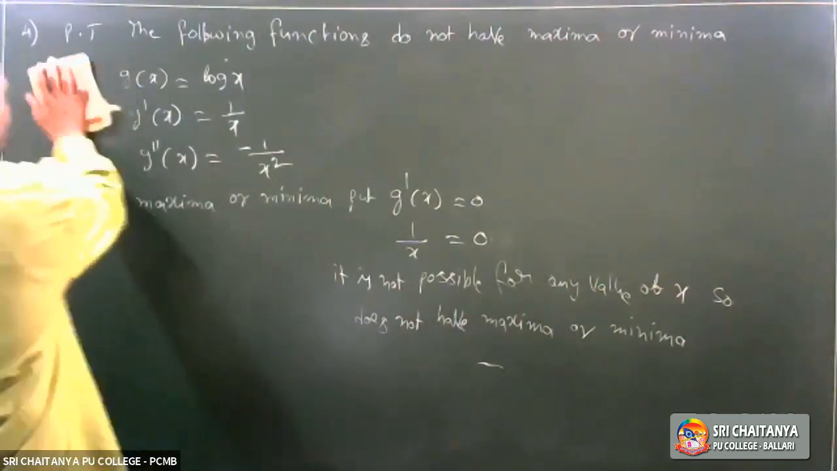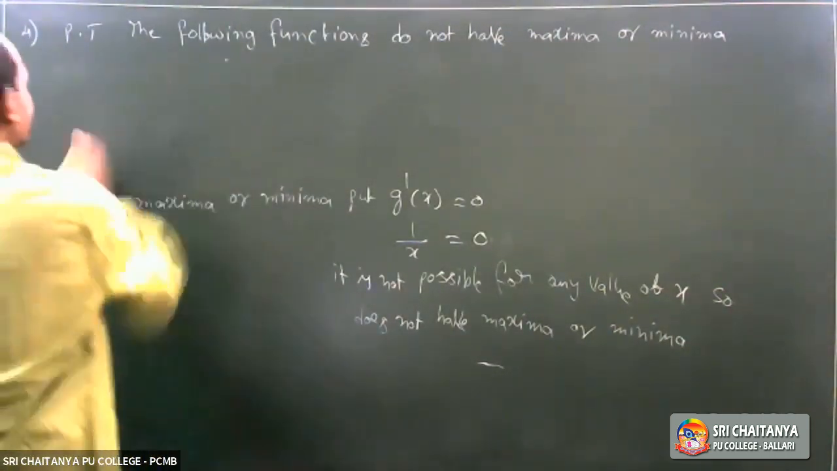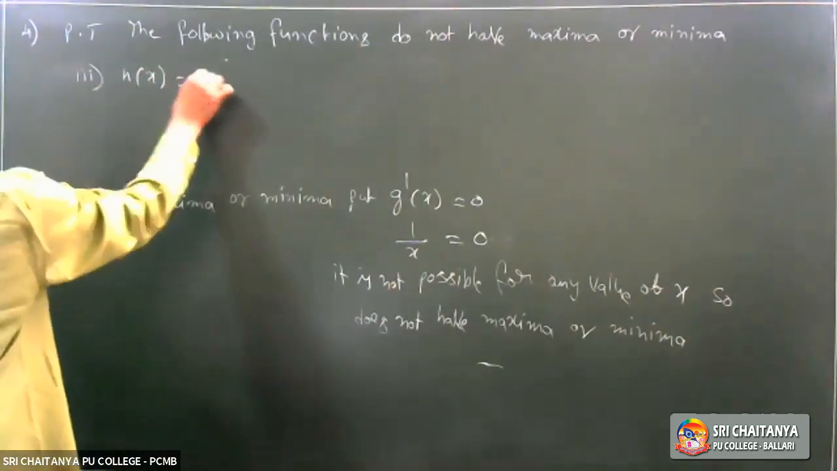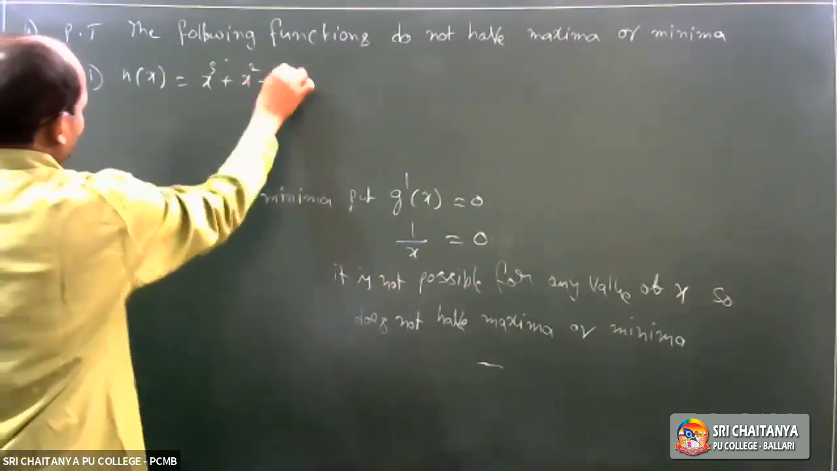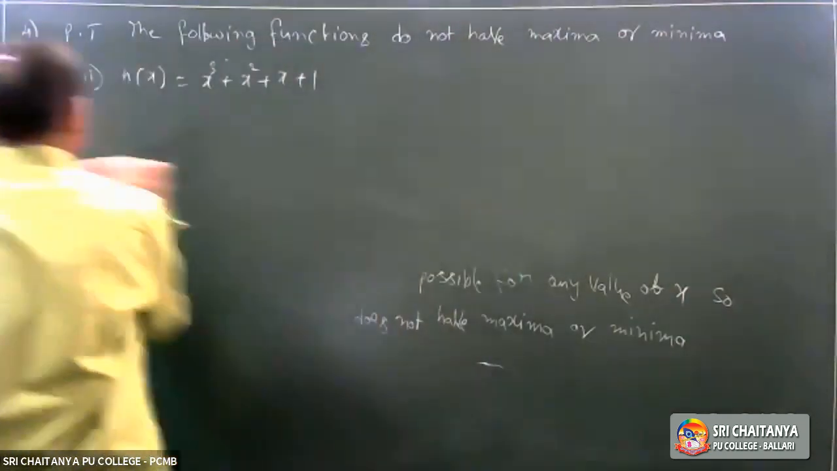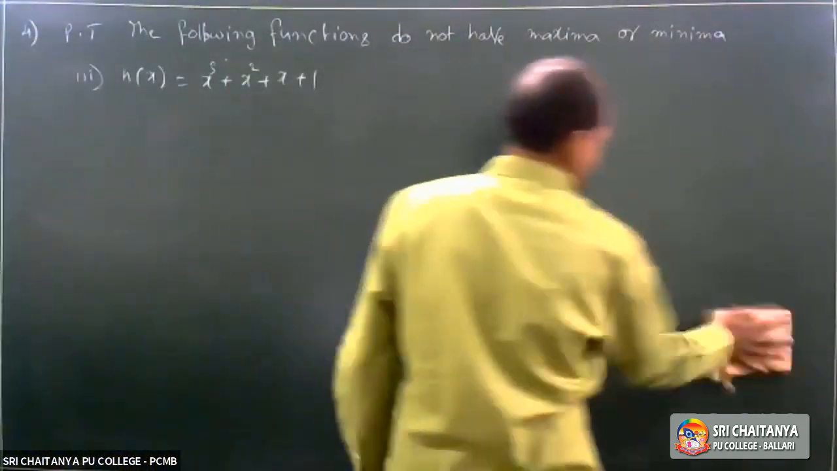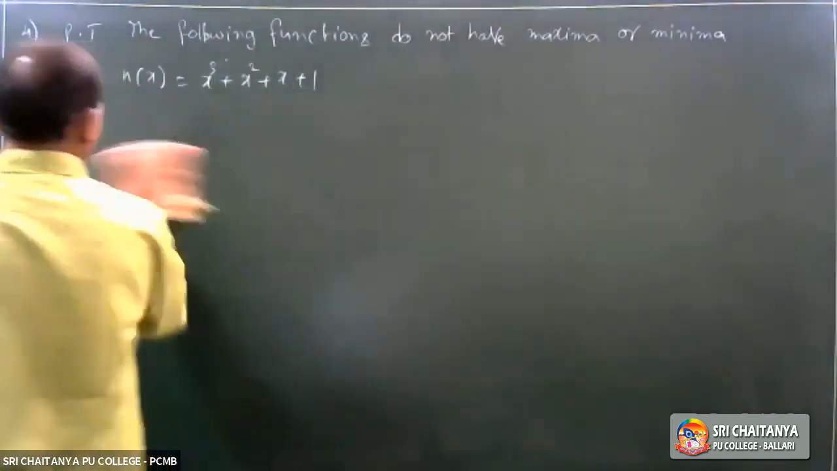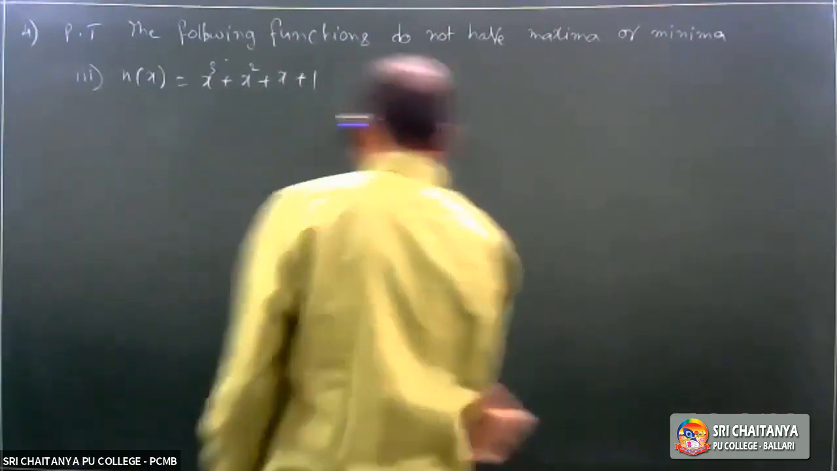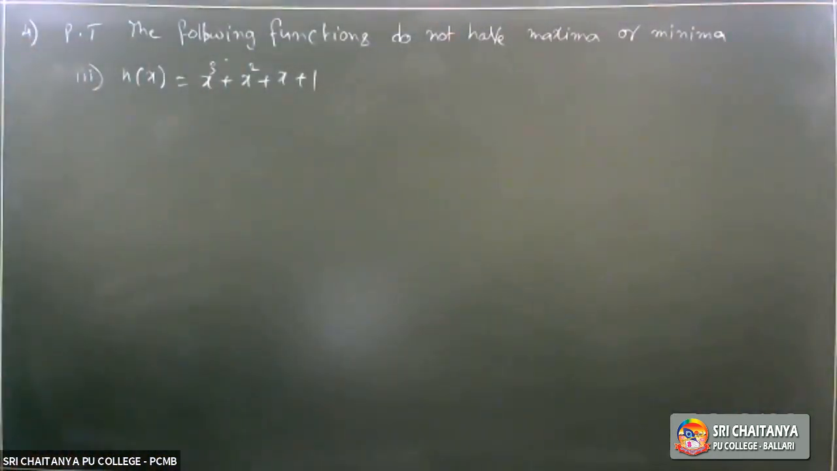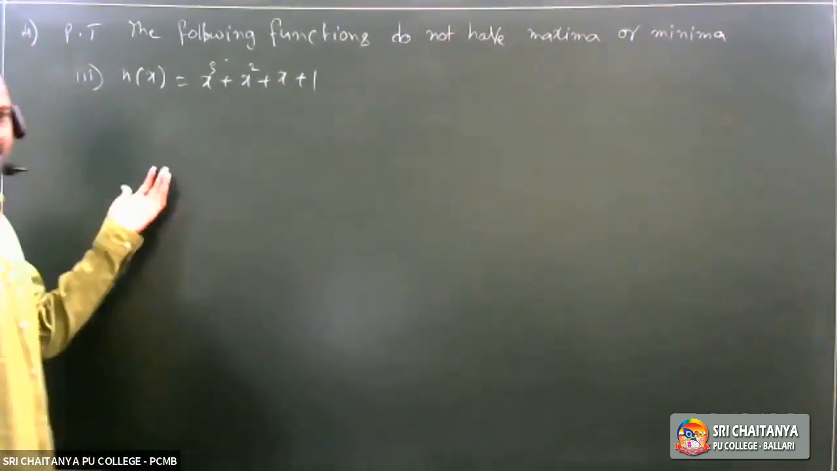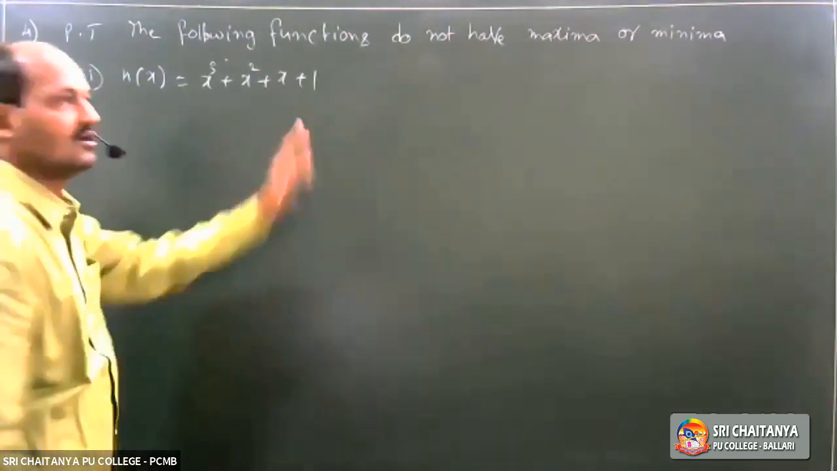Again, write down the next question. Third one. h of x is equal to x power 3 plus x square plus x plus 1. Same statement: prove that the following functions do not have maxima or minima. So here h of x is equal to x cube plus x square plus x plus 1. We can prove that it does not have maxima or minima.